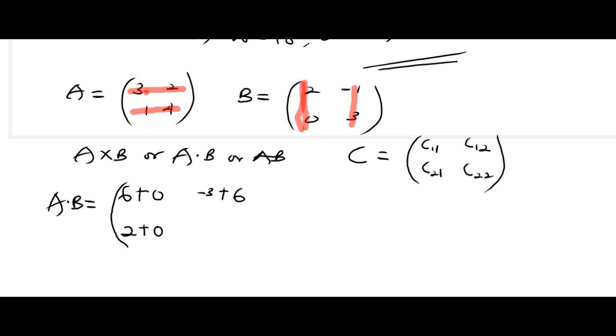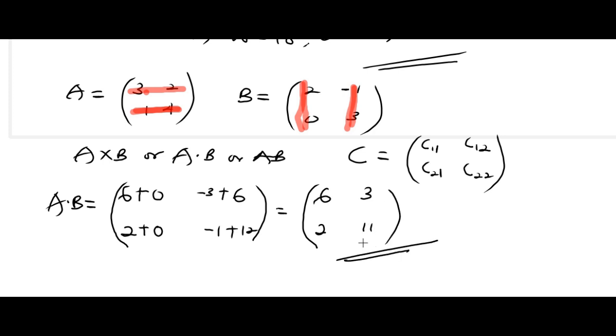Let's go to C22. C22 means second row here and second column here. So that will be 1 times negative 1, that is negative 1, plus 4 times 3, that is 12. So if we perform this arithmetic, we are going to have 6 plus 0, that is 6, minus 3 plus 6, that is 3, 2 plus 0, that is 2, and minus 1 plus 12, that is 11. So the product of these two matrices, we have 6, 3, 2, 11.